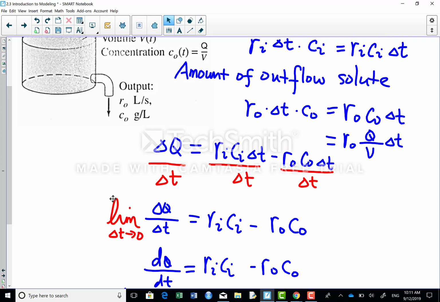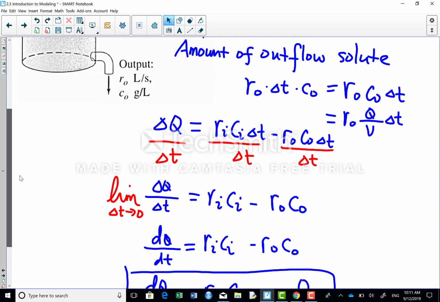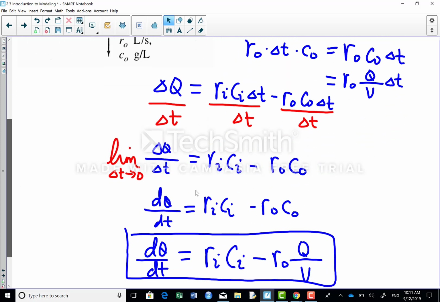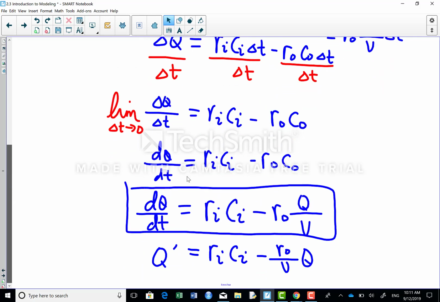Now, the amount of change of the solute over that time interval, delta Q, is actually equal to the difference of the amount of inflow solute and outflow solute. So it is equal to Ri Ci delta t minus Ro Co delta t. We can divide delta t on both sides of this equation. We end up with delta Q over delta t equals Ri Ci minus Ro Co. And we take the limit, and then we have the desired differential equation, dQ/dt equals Ri Ci minus Ro Co.